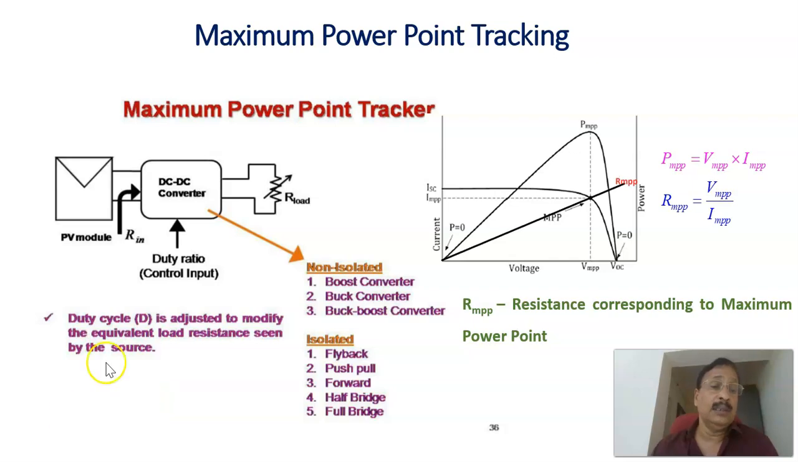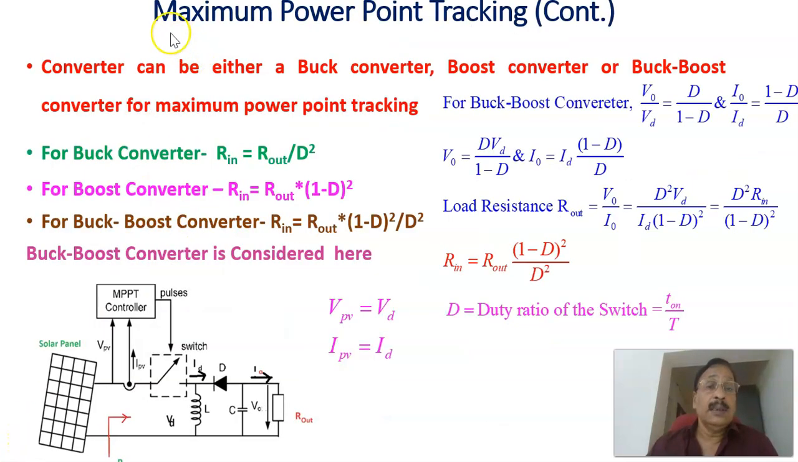Therefore, that is the principle of maximum power point tracking implementation using DC to DC converters. Continuing the maximum power point tracking, as we have already seen, we can use either a buck converter, a boost converter, or a buck boost converter. Any type of converter can be used. Here I am going to explain a buck boost converter. We are using a buck boost converter between the solar panel and the load.